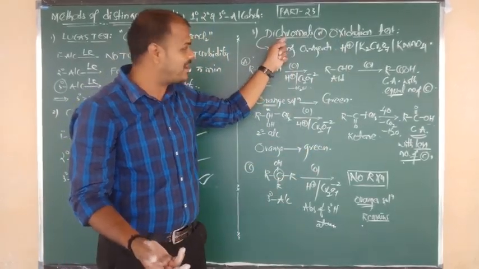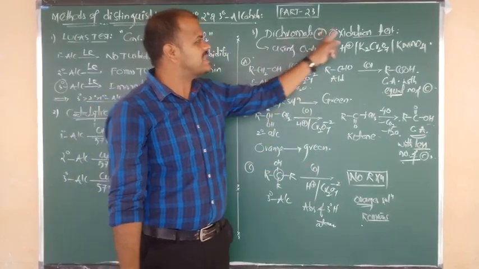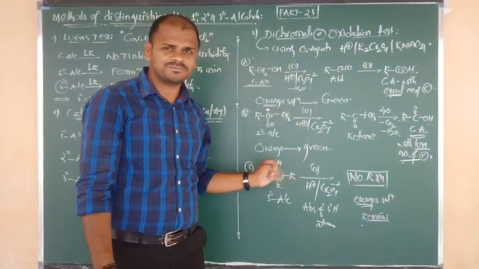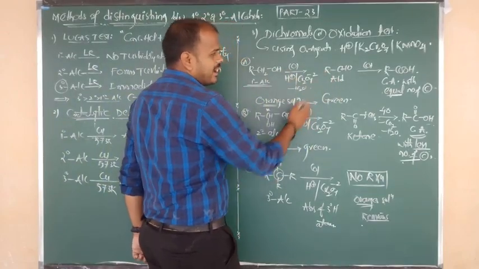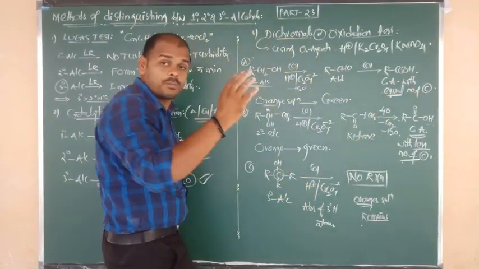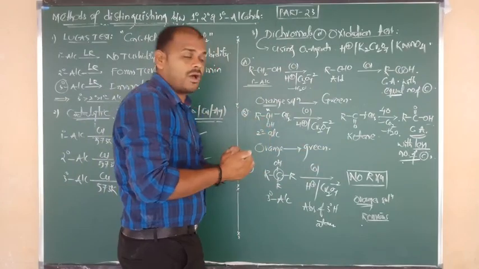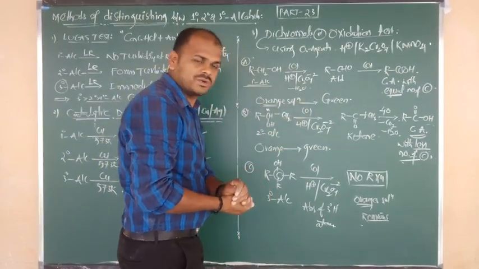Why are we saying dichromate? Because we are using potassium dichromate. Why are we saying oxidation? Because we are doing oxidation. Once again, primary alcohols upon oxidation give aldehydes. Aldehydes upon oxidation give carboxylic acids with an equal number of carbons, and the orange solution changes to green.